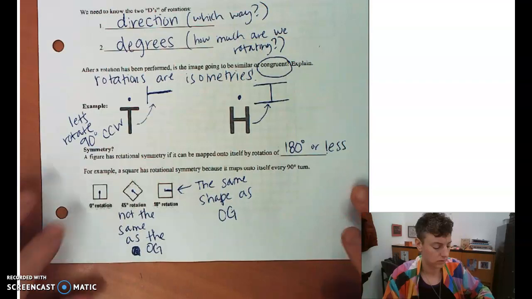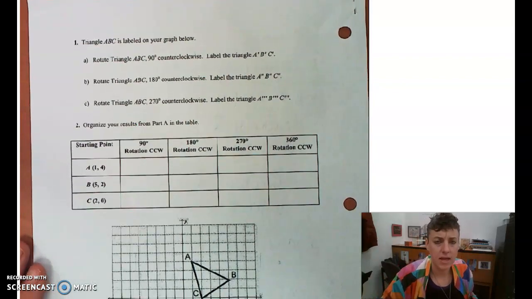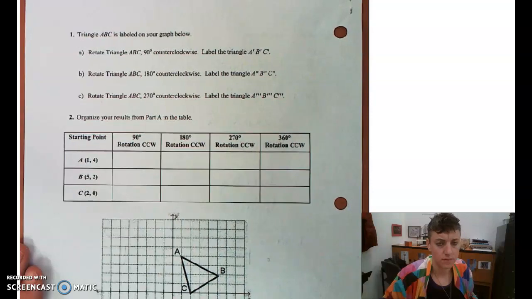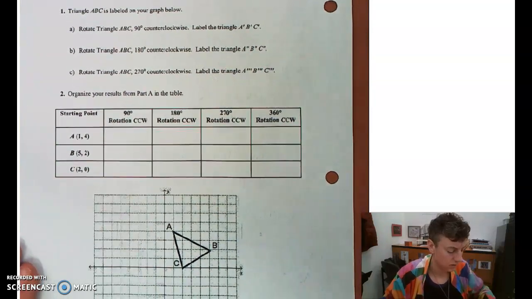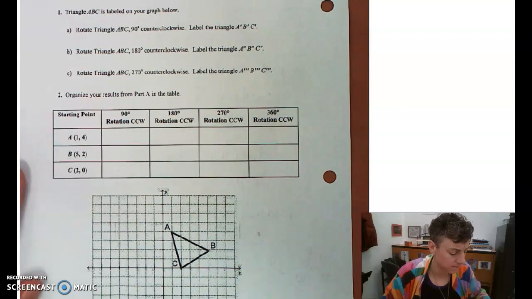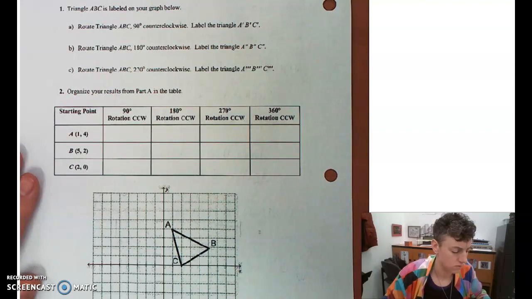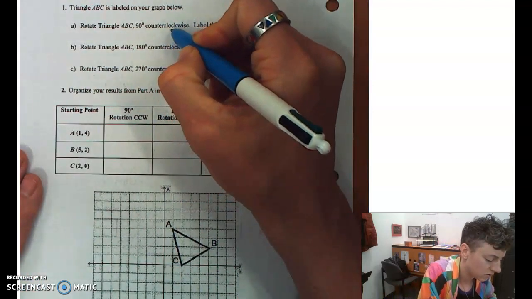Pretty cool. All right, let's cruise along. Cruising altitude. Triangle ABC is on our graph below. Oh, I see you there, buddy. I see you with your starting points, A and B and C. Okay, let's rotate you 90 degrees counterclockwise. So we're going this direction.